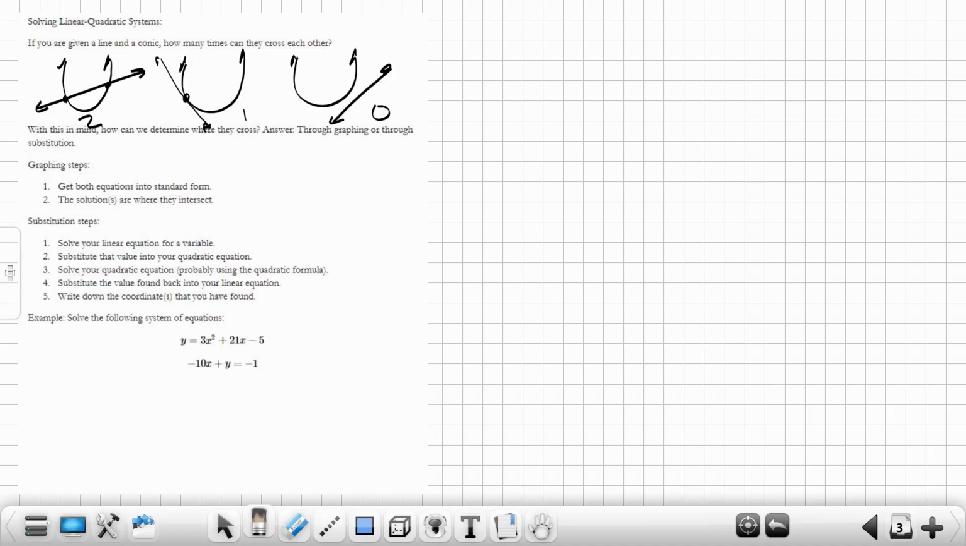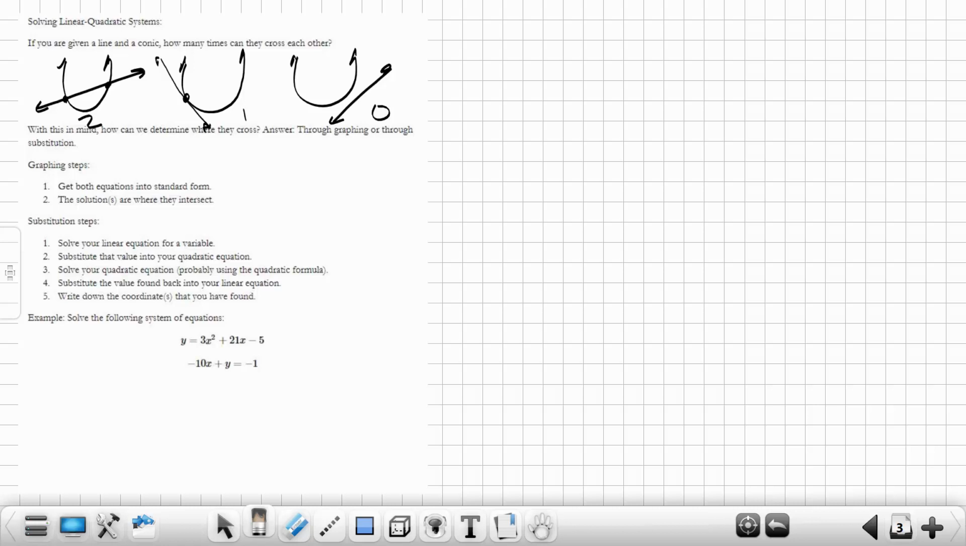Substitute that value into your quadratic. Solve your quadratic equation. You're probably going to use the quadratic formula. Most of you probably aren't going to default to completing the square. And then substitute the value found back into your linear, and write the coordinate that you found. It's very simple. So we're going to take this example right here: y equals 3x squared plus 21x minus 5, and negative 10x plus y equals negative 1. And we're going to solve it using substitution.